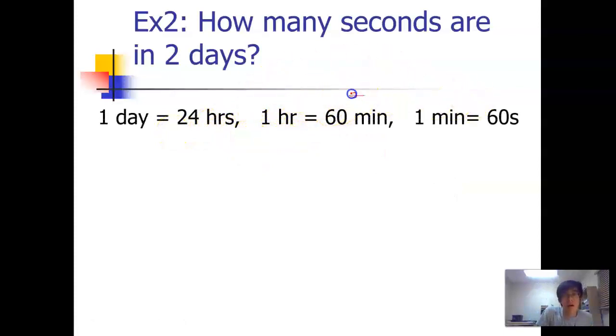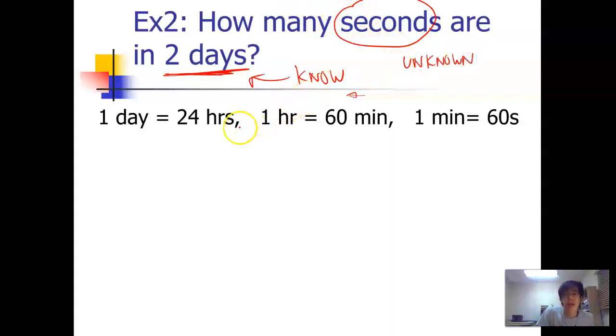So I'm going to start off with days. 2 days is what I know, and that's what's given to me. So I'm going to underline that, okay? And now it's asking how many seconds. So I don't know seconds yet. So I'm going to circle that to know that's where I want to end. And that's what I don't know, my unknown. Okay? And there's a lot of units we have to shuffle towards.